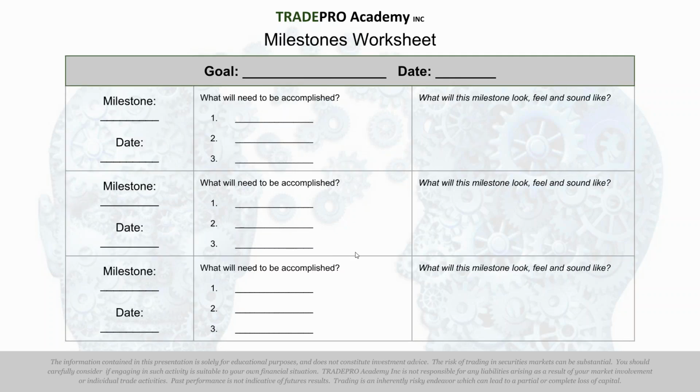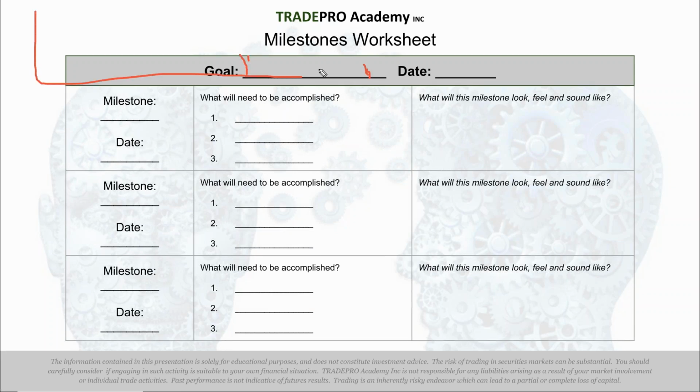So here's what the milestones worksheet looks like. What you're going to put here is your ultimate goal, summarize it, or heck, there's going to be some white space when you print this out. You could fill in the full goal or just have your goal sheet stapled to it. The date that you want to achieve this goal. Not the date that you want to achieve, the date that you have already achieved it.